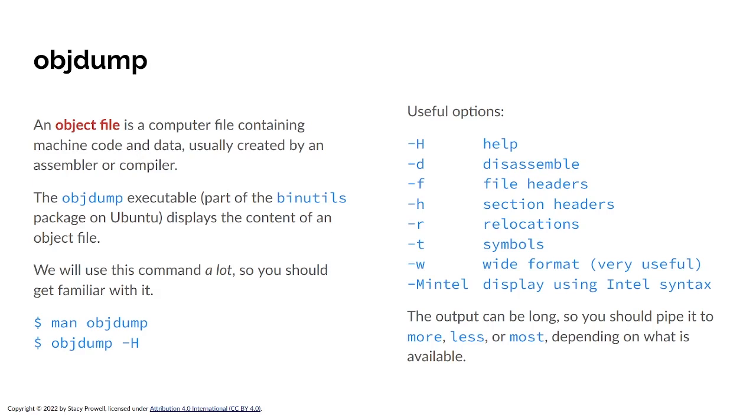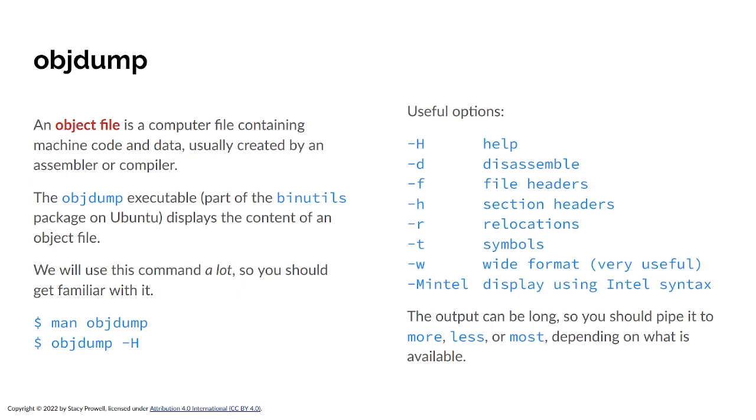If you just do a man on objdump, or objdump -H, capital H, it will tell you about it. If you do objdump with the lowercase h, it'll complain, because that's the section headers flag. So capital H is how you get help for objdump, or man objdump.